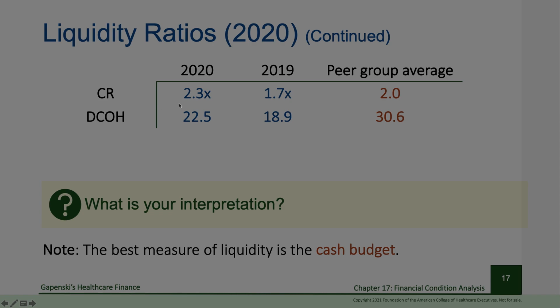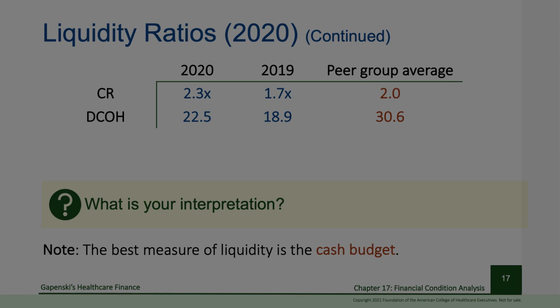So current ratio, as you can see, for 2020 is 2.3 times, and 2019 is 1.7 times. The days cash on hand is 22.5 days, and for 2019 is 18.9 days. So the peer average is 2 times for current ratio, and days cash on hand is 30.6 days. So you can see the days cash on hand that Riverside has is less than the median, less than the industry average. Its liquidity position is worse than average, and that is measured by the days cash on hand. So if the number of days is less than the peer group average, it means that Riverside has a worse liquidity position as compared to its peers.